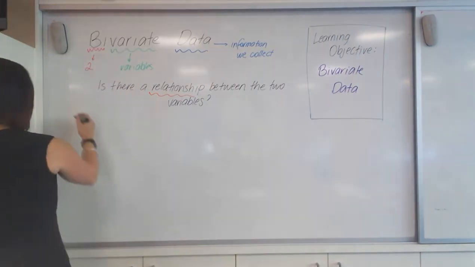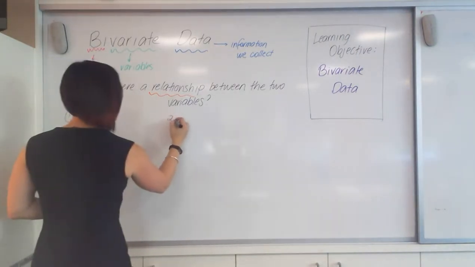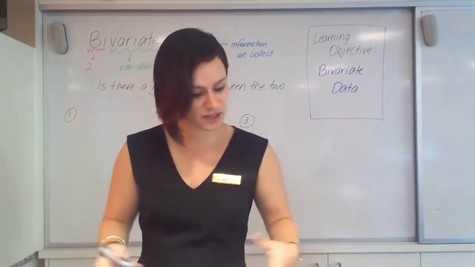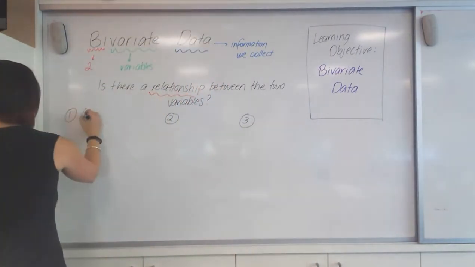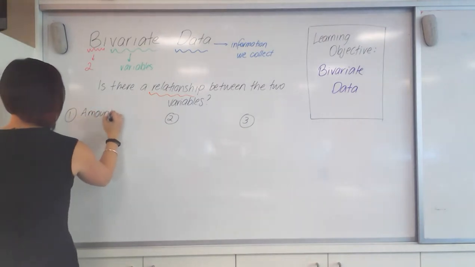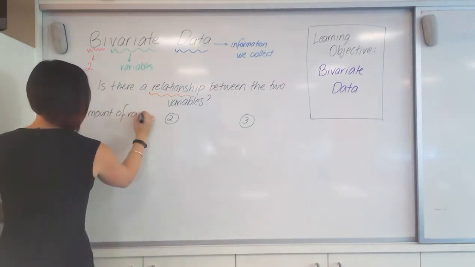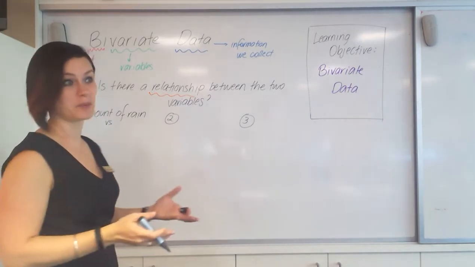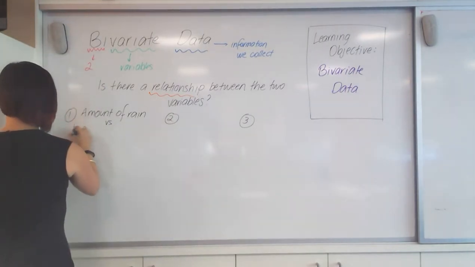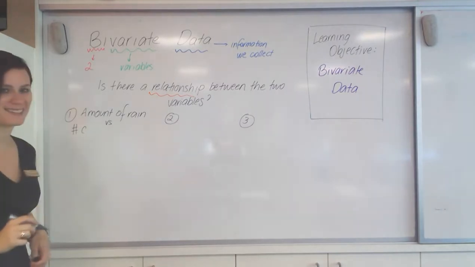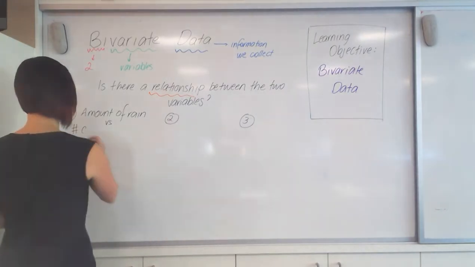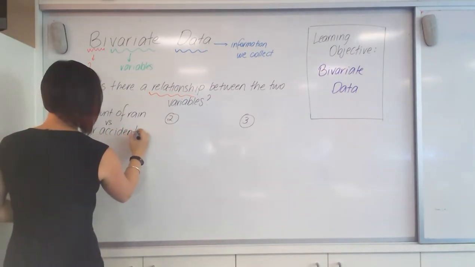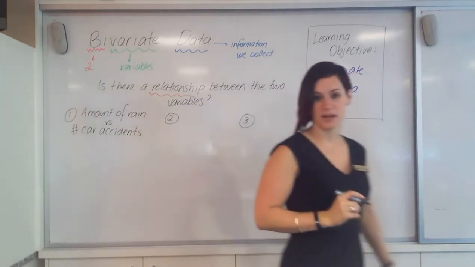Okay, I'm going to give you 3 examples. Number 1, number 2, number 3. So, for example, let's just look at the amount of rain versus the number of car accidents that happen. Versus, I'm going to use this. This is not a hashtag. This is a number sign. It indicates number. The number of car accidents that occur. So that could be 1.